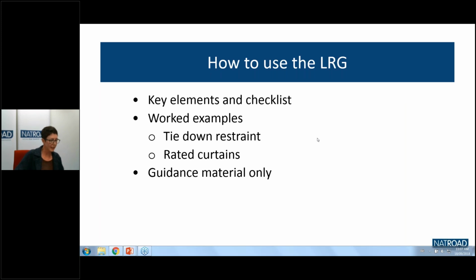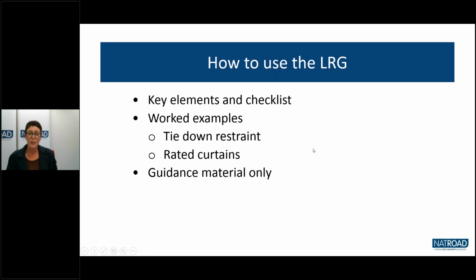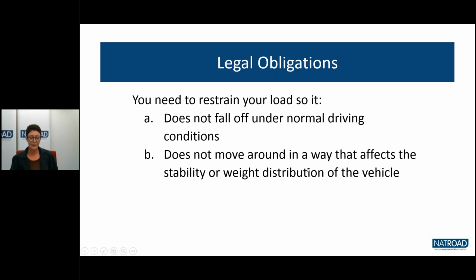And these performance standards are up on your screen. They're covered on page 4 of the new guide. Basically they say that you need to restrain your load so it doesn't fall off under normal driving conditions, and that includes heavy braking and also minor collisions, and that your load doesn't move around in a way that affects the stability or weight distribution of the vehicle.